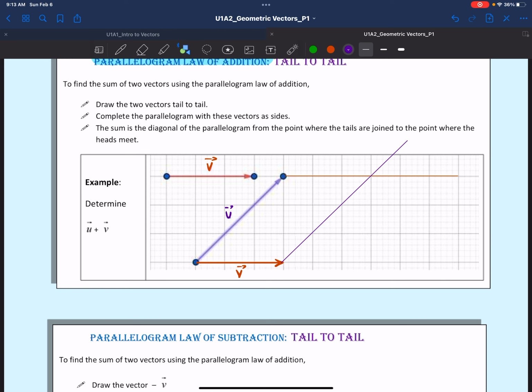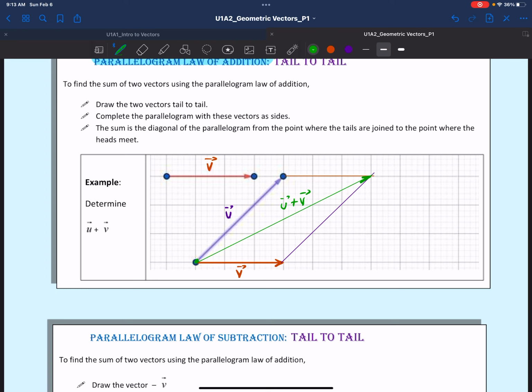Now we have created a parallelogram, so I'm going to delete the rest of the line that I don't need. So as you can see here, we have a perfect parallelogram. So where is the resultant? The resultant will always be the diagonal that comes from where both tails are, and it's heading towards the opposite vertex. So this would be the resultant, u plus v, or v plus u. We already know that the order in addition won't matter, or subtraction for that matter.